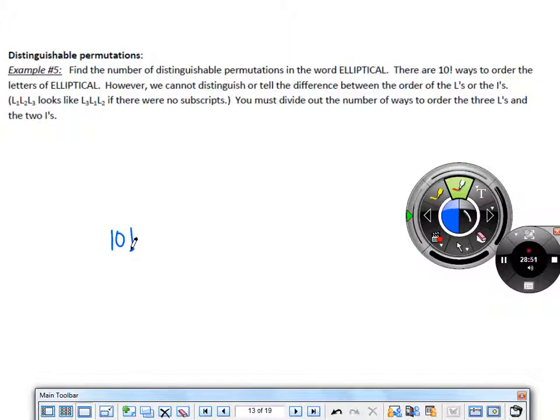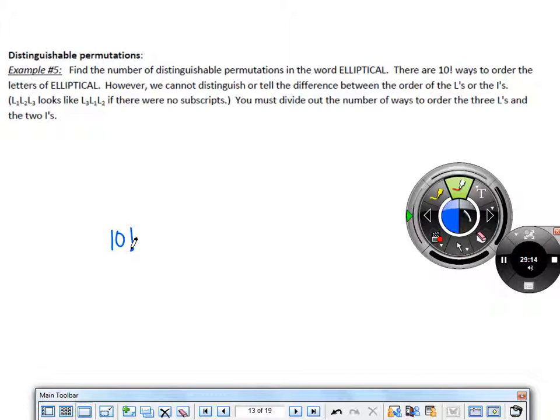But here's the problem. Let's say I take the word elliptical. Ready? Everybody close your eyes. I'm going to magically rearrange it. Okay, poof. Okay, I rearranged something in it. Does it look any different? Oh, I changed the L's. Okay, but is this really a new permutation?